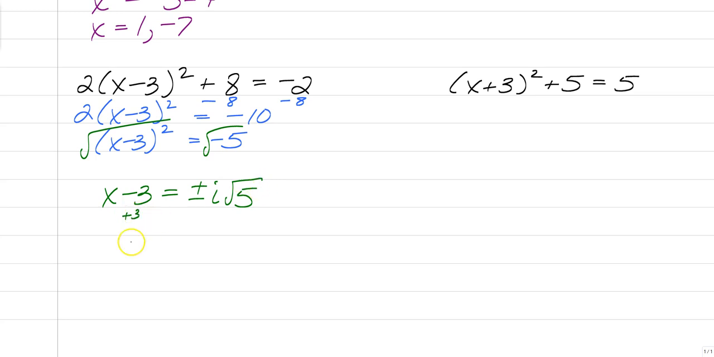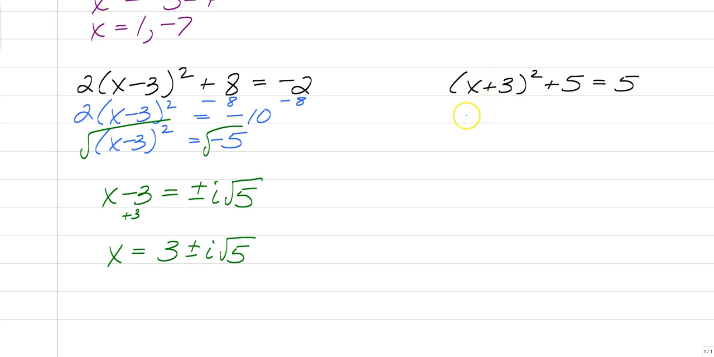Last step, add 3 to both sides. So you're going to have x is equal to 3 plus or minus i root 5. Again, you could say 3 plus i root 5 and 3 minus i root 5. The choice is yours. Okay, and the last example you probably found pretty simple if you tried it on your own.